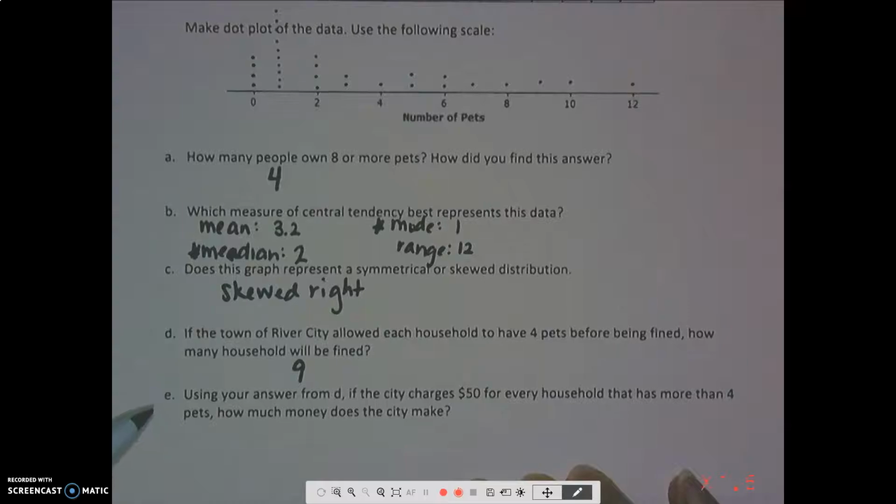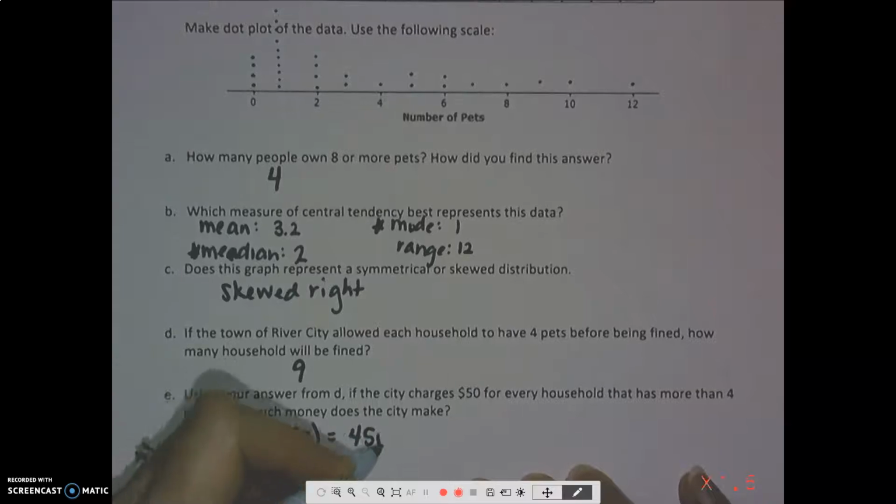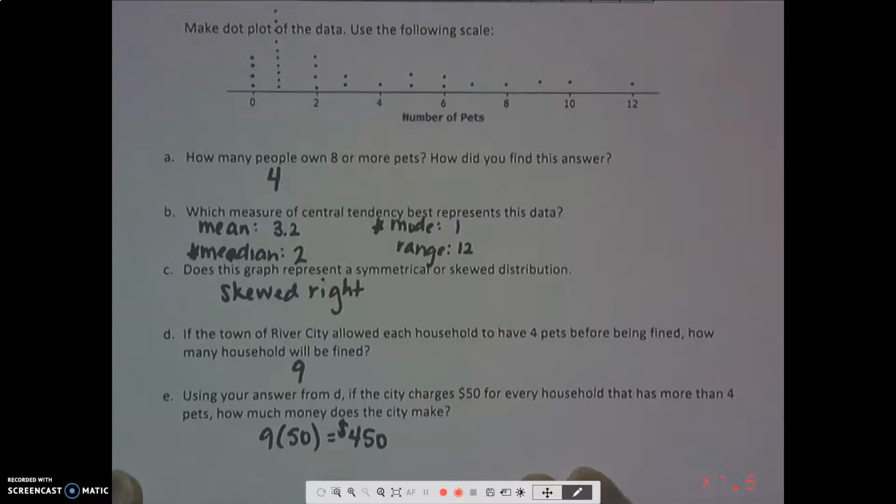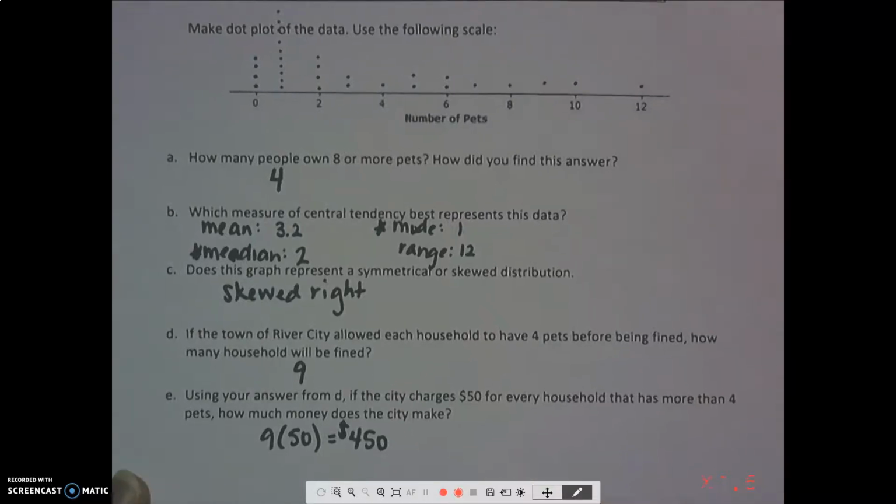Using your answer from part D, if the city charges $50 for every household that has more than 4 pets, how much does the city make? So we would take 9 times that $50. So they would make $450 for this particular city based on those fines. Okay.